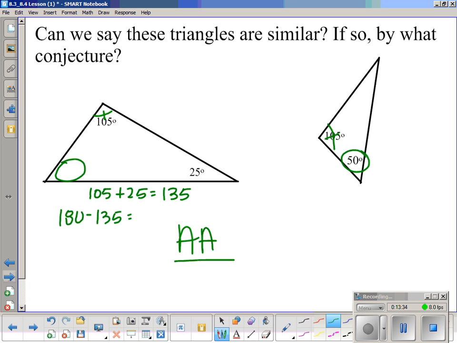Oops, I added that incorrectly. That's 130. I added another 5. And I should get 50. And the answer is, since those two angles are congruent, angle-angle is our similarity conjecture.